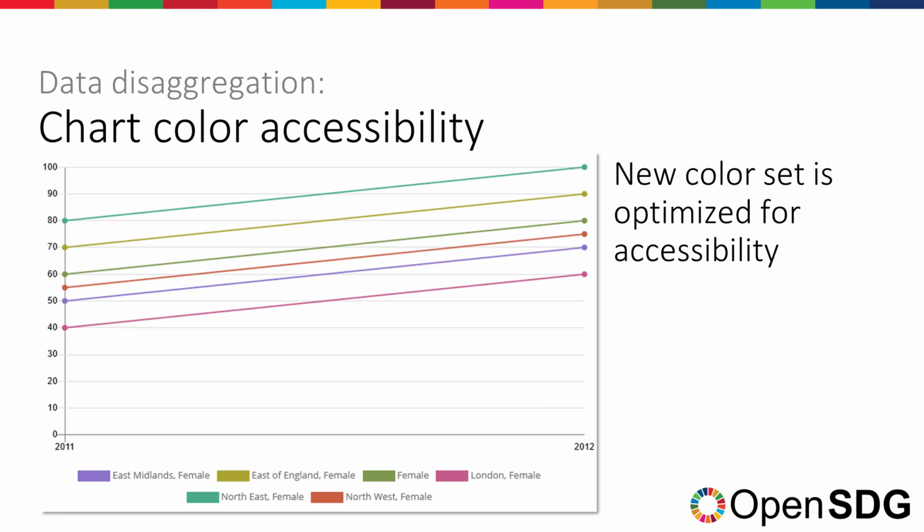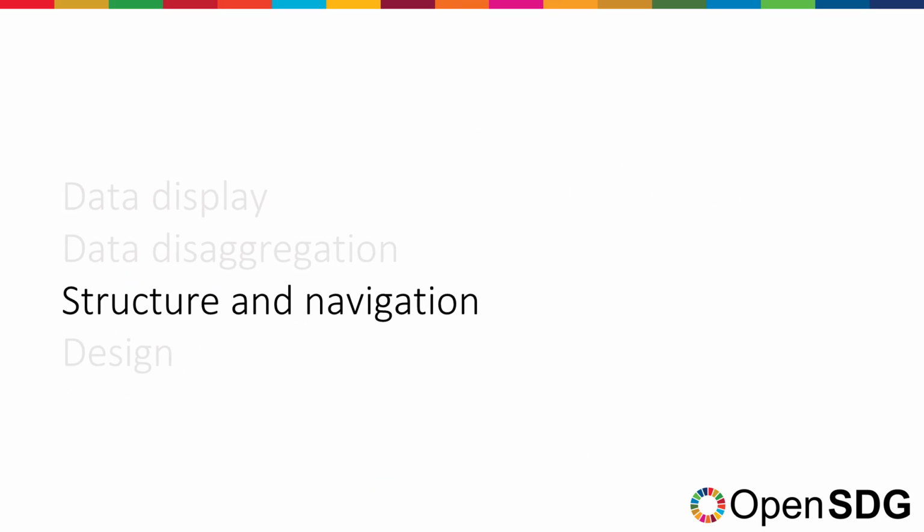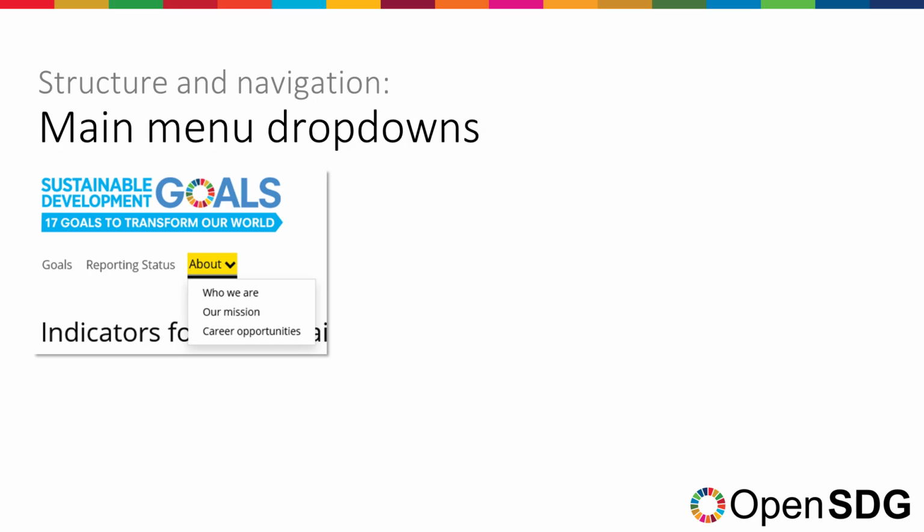A new color set has been added for these chart colors, which is optimized for accessibility. We recommend using this new color set instead of the default set to ensure that all users can distinguish the various chart colors. Now let's look at structure and navigation. The main navigation menu can now include drop-downs. This can be helpful if you need to use a hierarchical navigation structure.